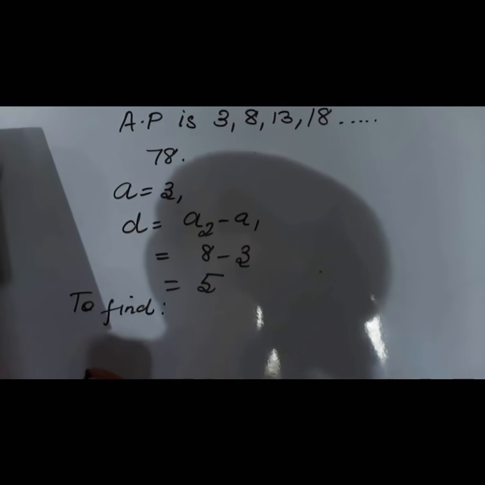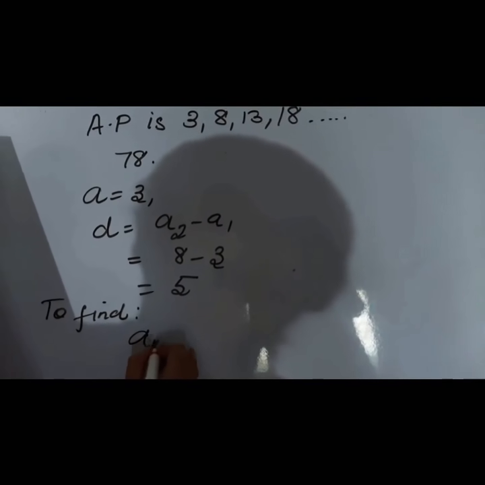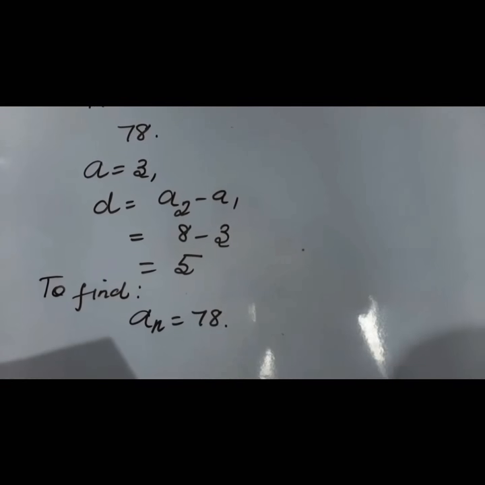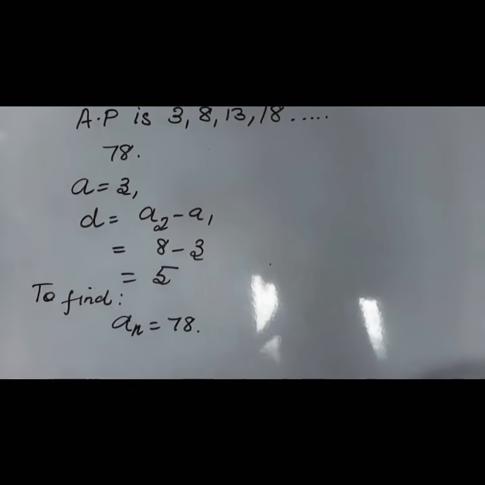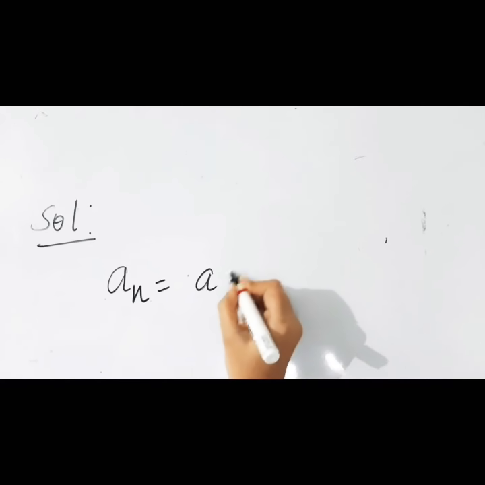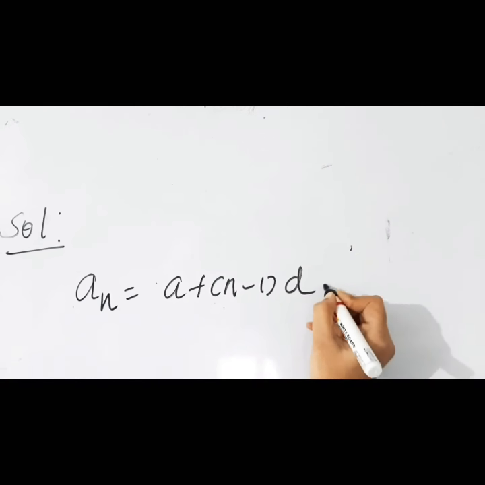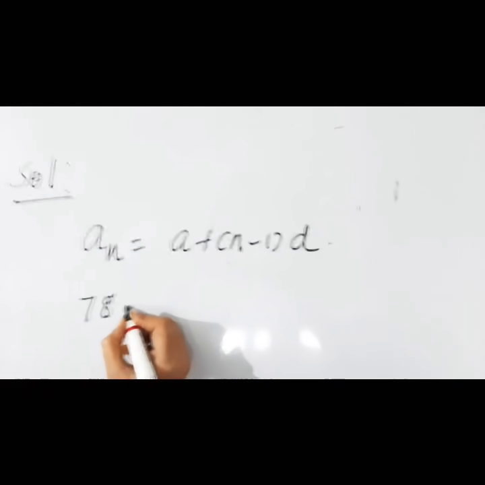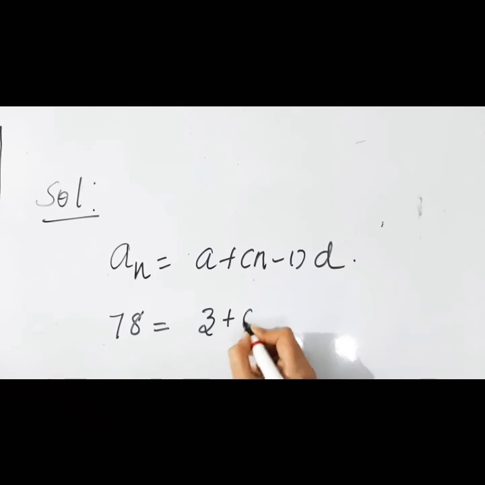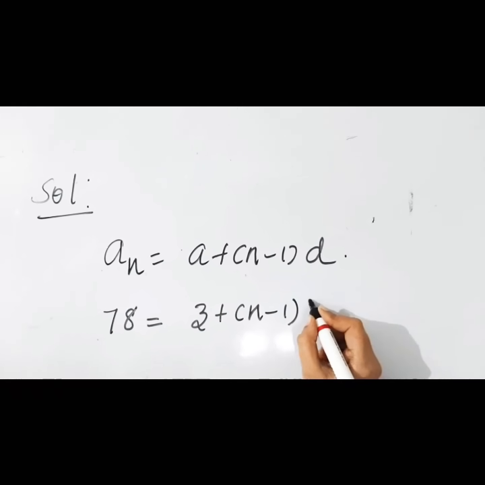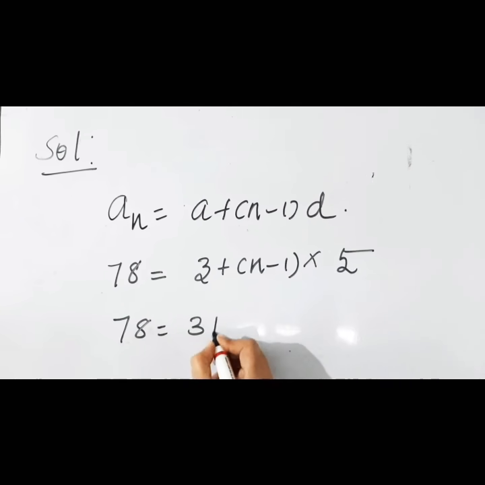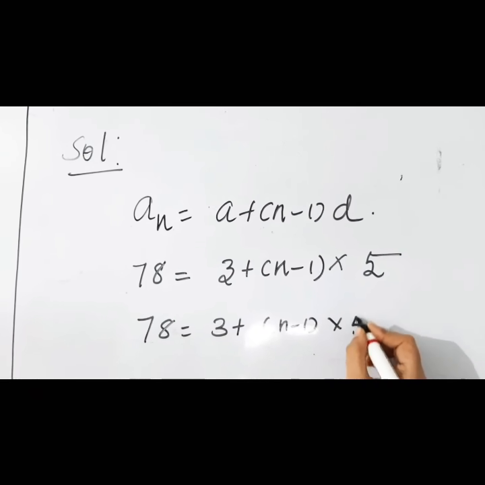And then we need to find out which term of this AP is 78. Consider that 78 is one of the terms in the AP and we need to find out which number the term is. Substitute all the values in the formula aN, a plus (n minus 1) into d. Here we assumed the value of aN as 78, a is 3, we need to find the value of n only, and the common difference is 5. 78 is equal to 3 plus (n minus 1) into 5.